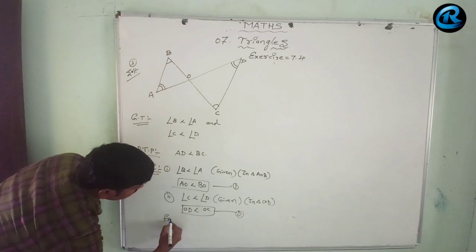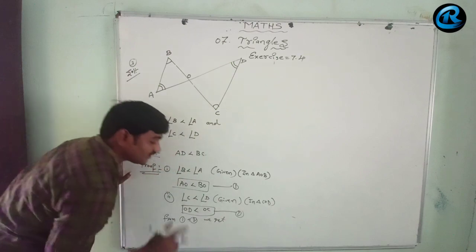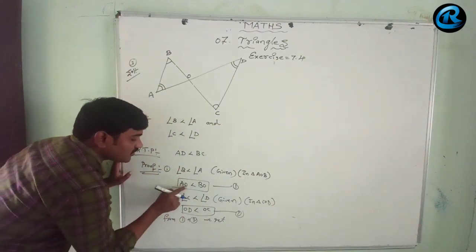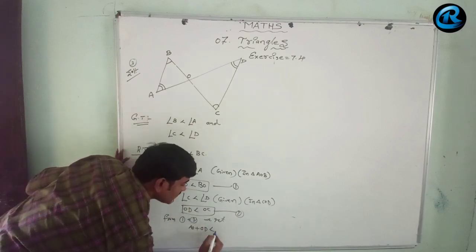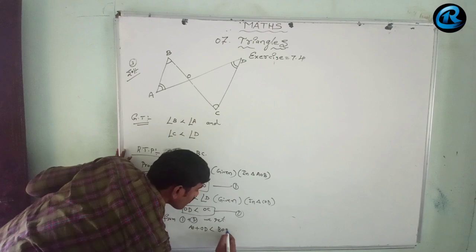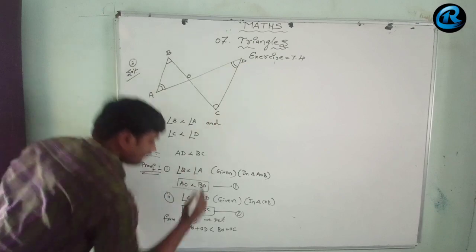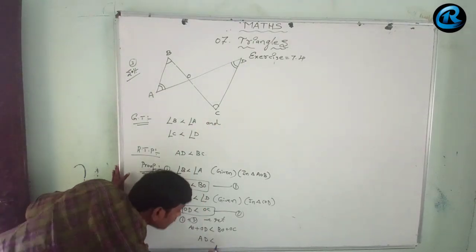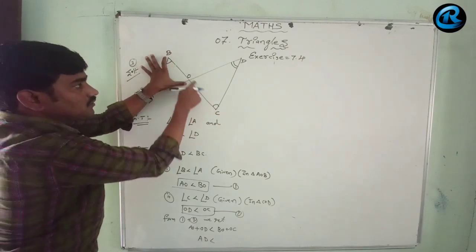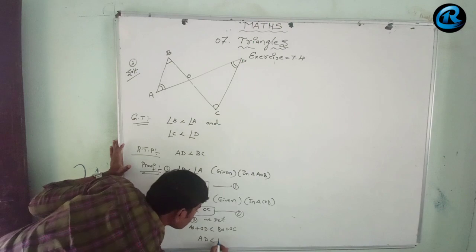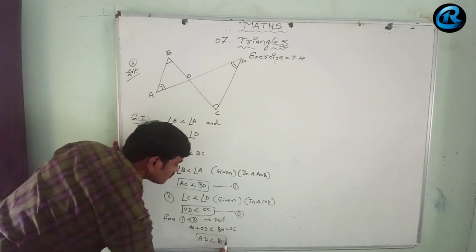From 1 plus 2, let us add the LHS sides. AO plus OD, which is less than BO plus OC. Here AO plus OD equals AD, which is less than BO plus OC. BO plus OC equals BC. So AD is less than BC, as proved.